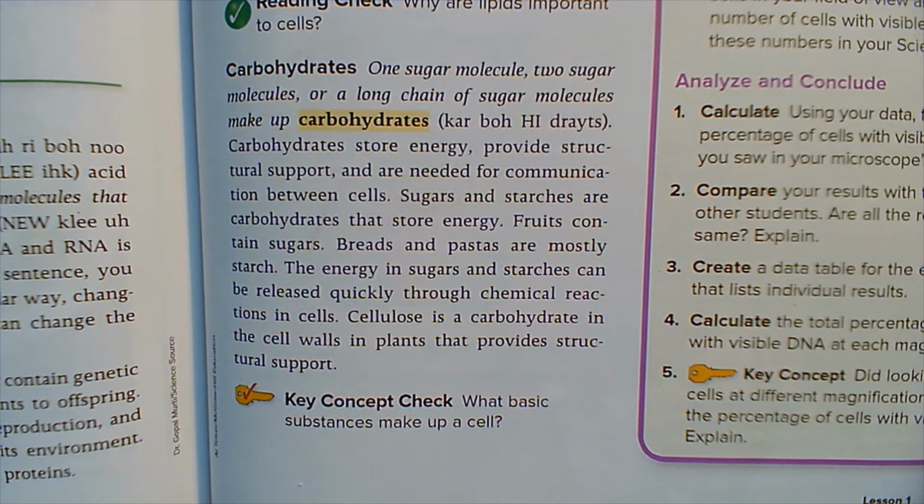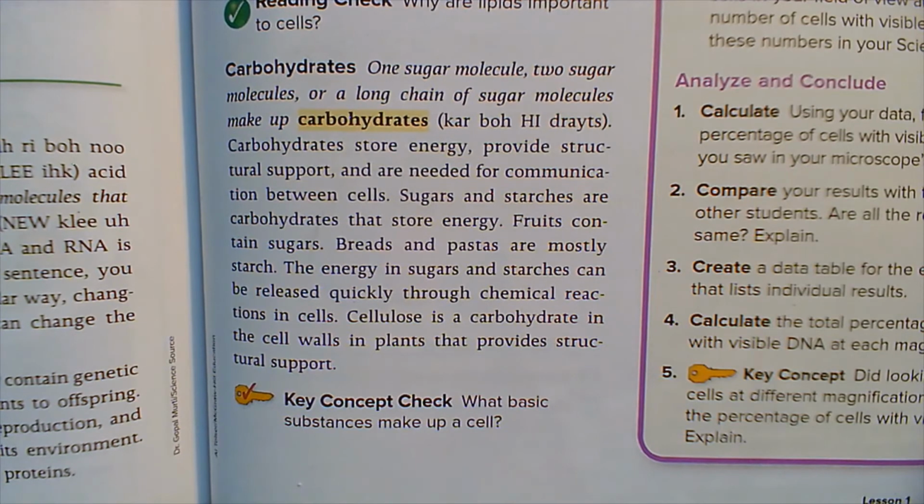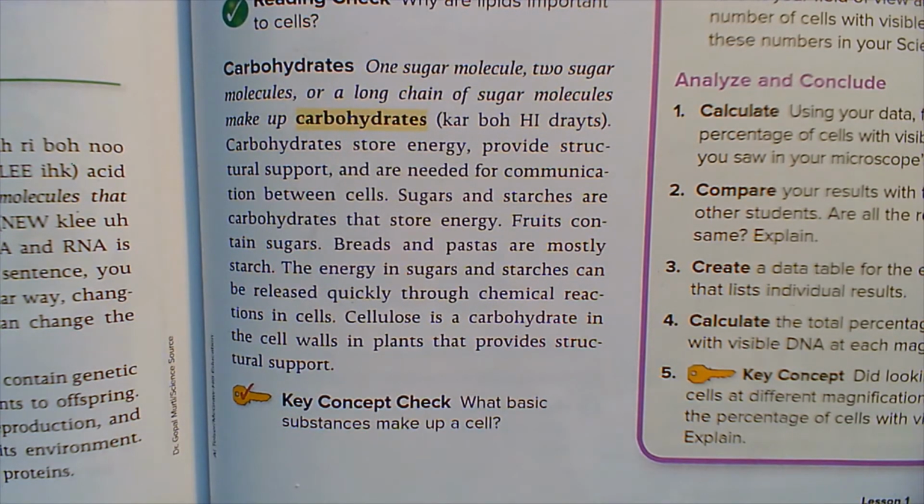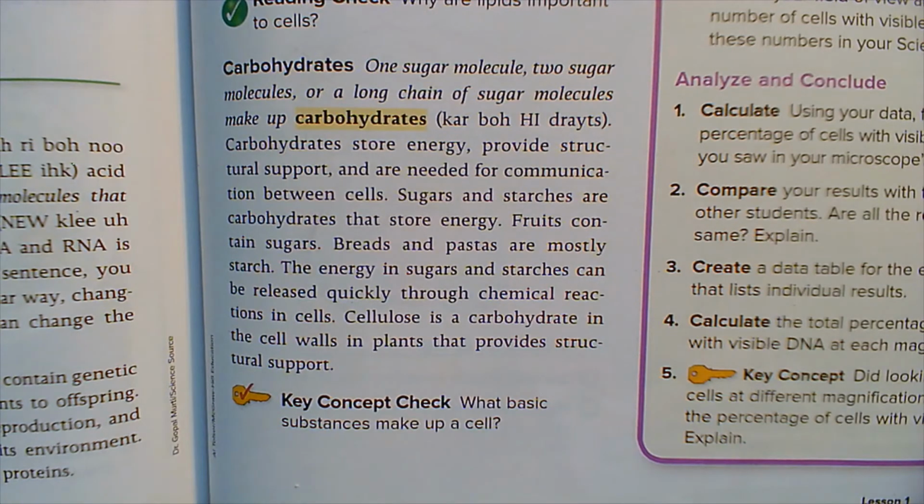Carbohydrates. One sugar molecule, two sugar molecules, or a long chain of sugar molecules make up carbohydrates. So again, sugar molecules are the monomers that make up the carbohydrates. Carbohydrates store energy. They provide structural support and are needed for communication between cells. Sugars and starches are carbohydrates that store energy.